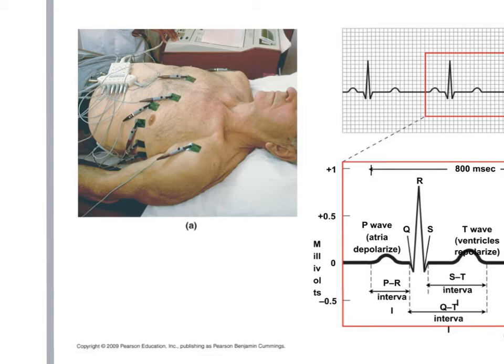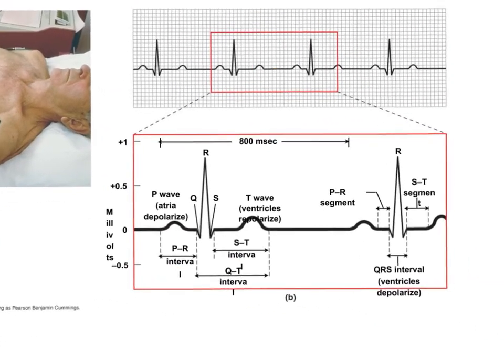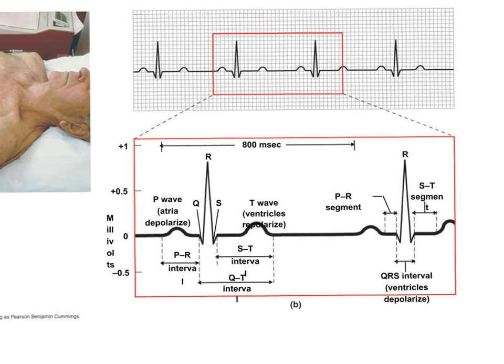We'll talk about it, but you're going to put the leads on, and then we're going to print out a reading, and you're going to be able to see the conduction of those cells, you know, when the atria depolarize, when the ventricles depolarize, and then when they repolarize or relax. So we want to take a look at an actual ECG reading to kind of get an idea of what is normal.